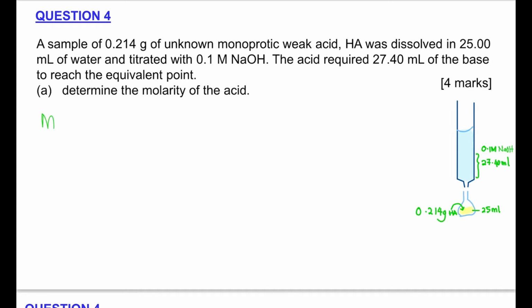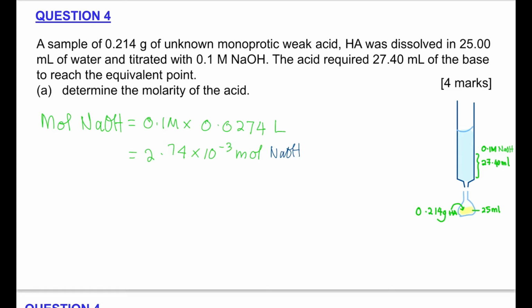So the mole of sodium hydroxide is equal to n equals MV. The molarity of sodium hydroxide is 0.1 molar times the volume, 27.4 ml, which is 0.0274 liter. The number of moles of sodium hydroxide is 2.74 × 10^-3 mole of sodium hydroxide.